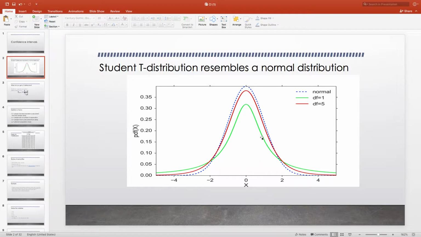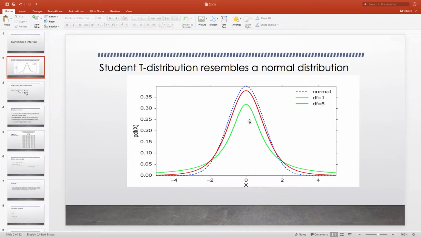Now, the green curve is a t-distribution, and a t-distribution has what's called degrees of freedom. The degrees of freedom begin at 1, and they keep going to be as large as you want, okay? But they have to be an integer. So this is 1 degree of freedom with this green curve.